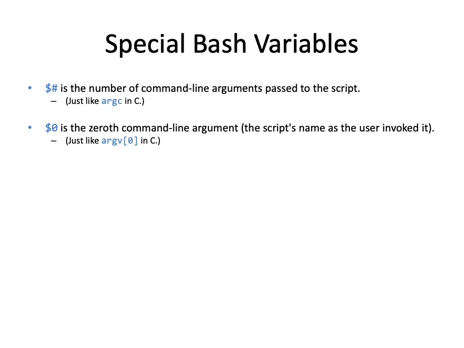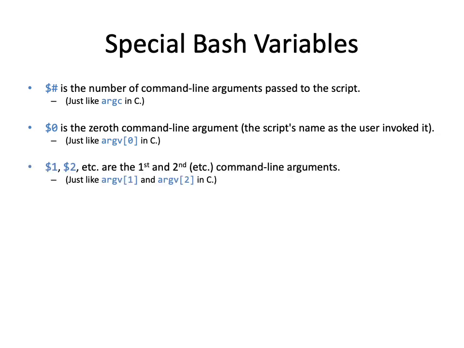$0 is the 0th command line argument, and this is just like argv in C, argv[0] that is. So this would be the script's name as the user invoked it. $1, $2, $3, and so on are the first, second, third, and so on command line arguments that are given to the current script. And this acts just like argv[1] and argv[2], argv[3], etc. in C. So this is pretty handy.